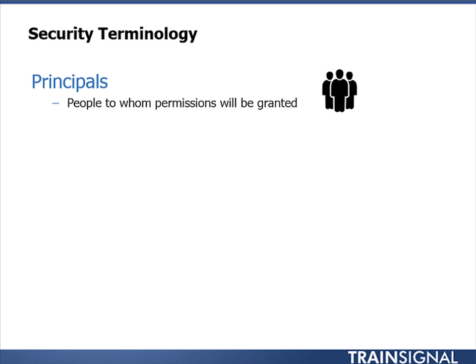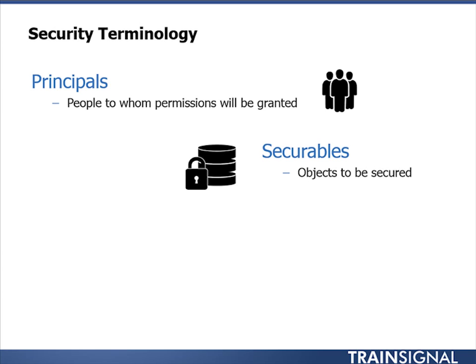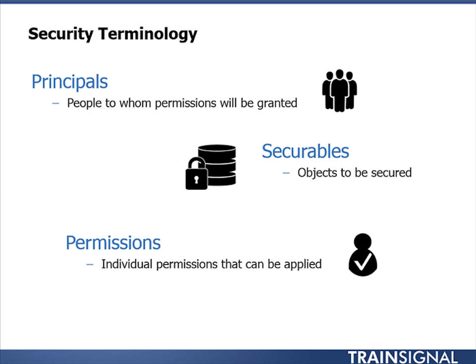So let's define some terminology here. SharePoint security really has three main moving parts. We've got principals, and these are the people or groups to whom we want to grant the permissions. We have securables, and these are the objects that are going to be secured, our sites, our lists, and our items. And then finally, we've got the permissions, and these are the different things that we want our users to be able to do.